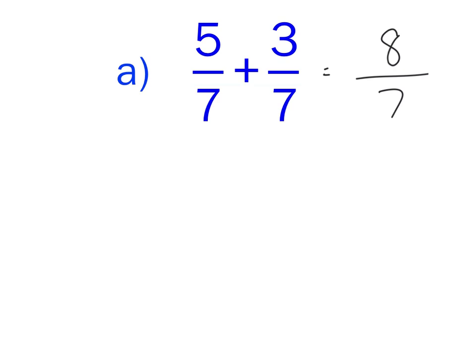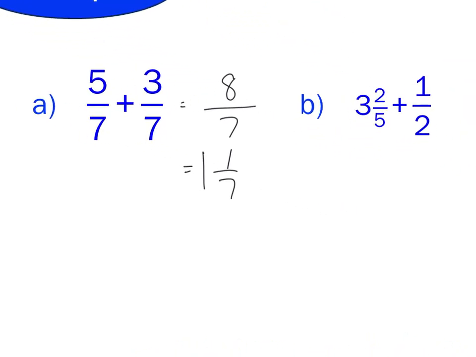Yes, Kaden? So we ask ourselves, how many 7s go into 8? 1. So there's one whole, and there's one left over, because if you subtract 7 from 8, you get 1. So it's 1 and 1/7. The answer is 1 and 1/7, okay?